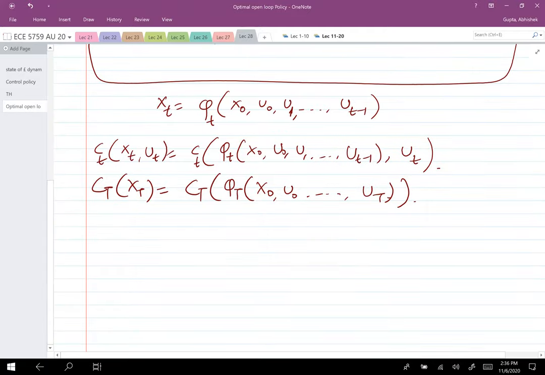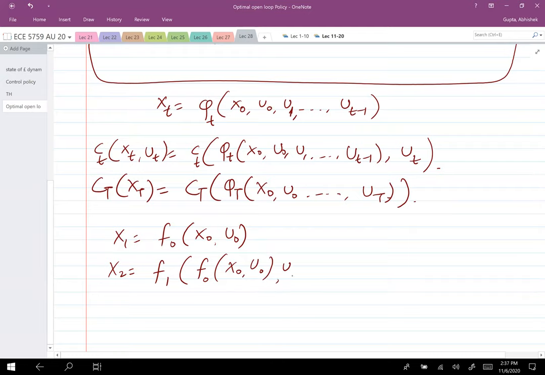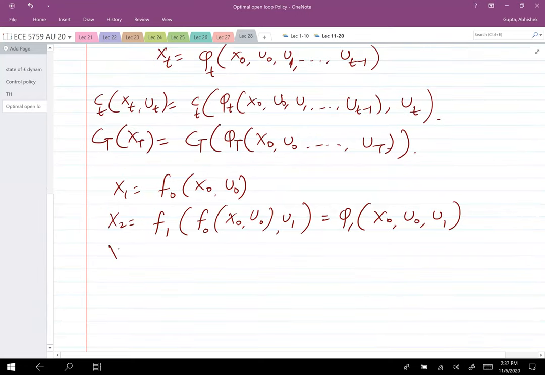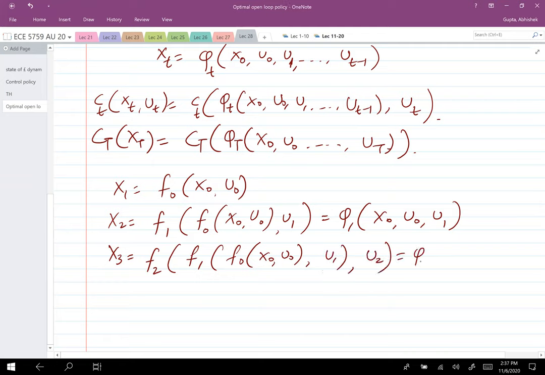Okay. So what is the formula for phi t? Now that's very easy to see. So x1 equals f0 of x0, u0. x2 equals f1 of f0 of x0, u0, and u1. Sorry, this should be phi 2, this should be phi 3. And so on.